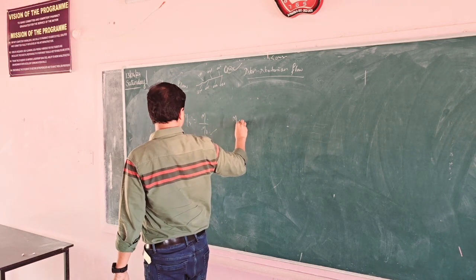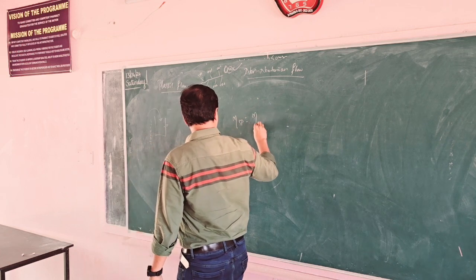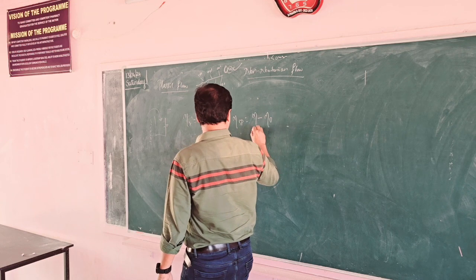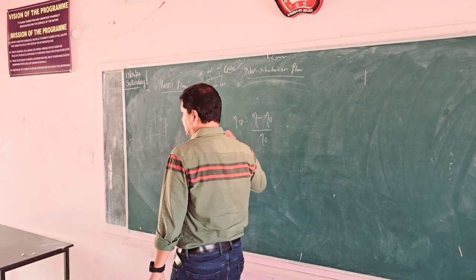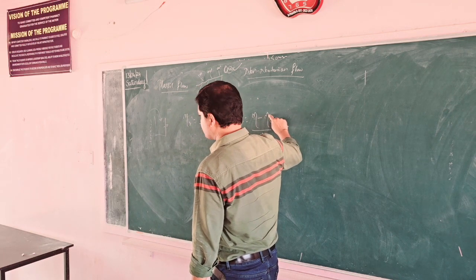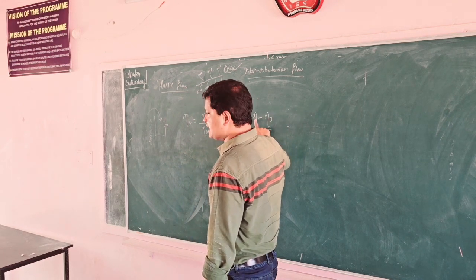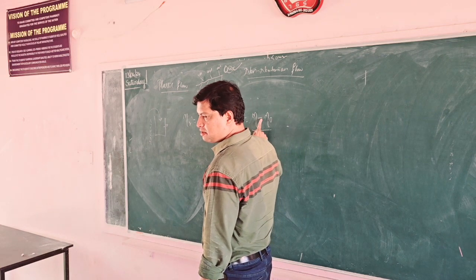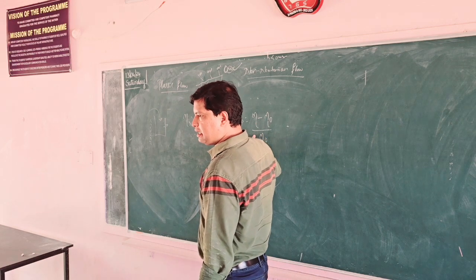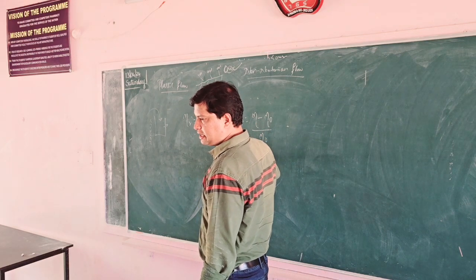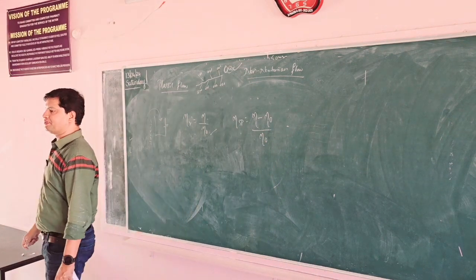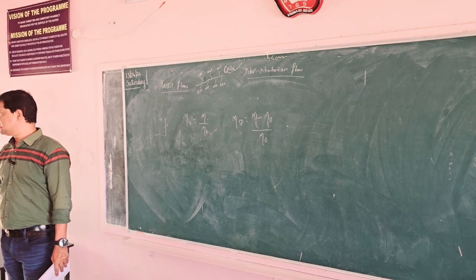Specific viscosity means viscosity of a dispersion minus viscosity of a liquid, divided by viscosity of the liquid. See here, dispersion minus liquid. Initially water viscosity is 10. After adding it is 15. What is the difference? 5. So how much increase is 5, divided by your solvent viscosity, is called specific viscosity, represented by SP.